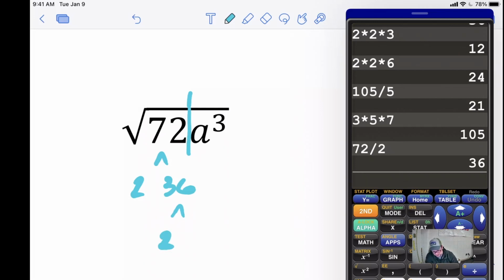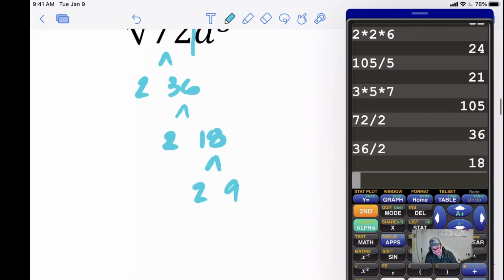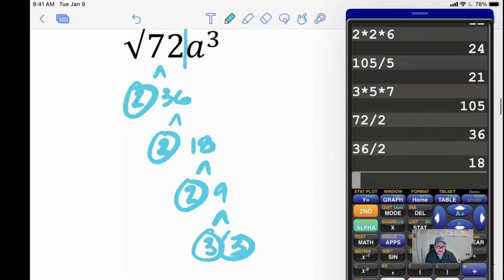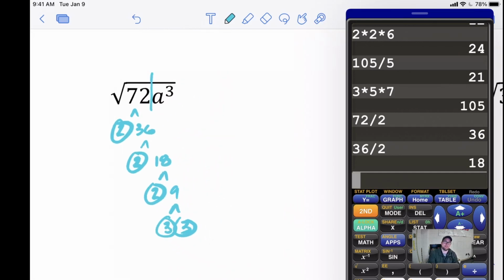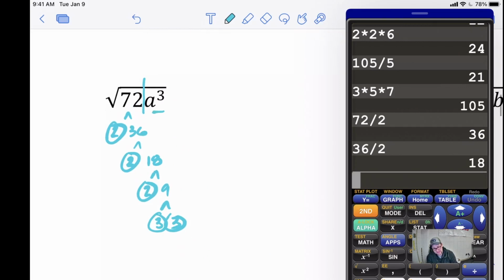36 divided by 2 is going to give us 18. 18 is just 2 times 9, and 9 is naturally 3 times 3. And none of these numbers get smaller, so those are all of our ending branches, so that's how we can rewrite that part. Now, the a to the third part gets a little weird, but just look how we handle it.